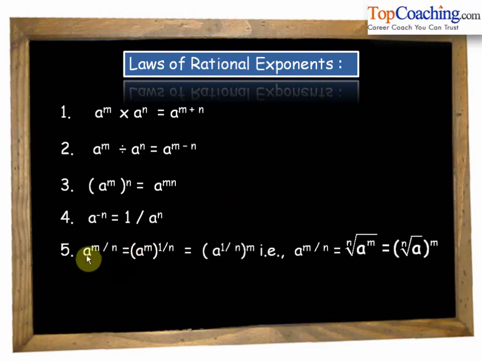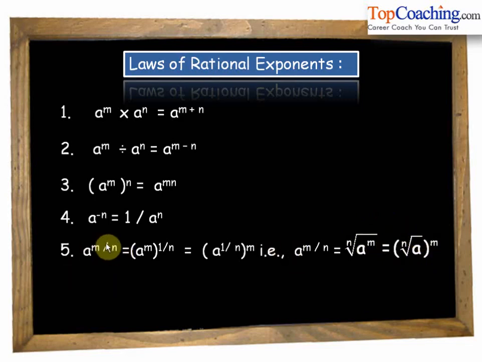The next is a to the power of m by n is equal to a to the power of m whole to the power of 1 by n. Now this is equal to a to the power of 1 by n whole to the power of m. We can actually interchange the powers, this we know. That is, we can write a to the power of m by n equal to the nth root of a to the power of m. So this is actually called the nth root, and this could be further written as the nth root of a to the power of m.